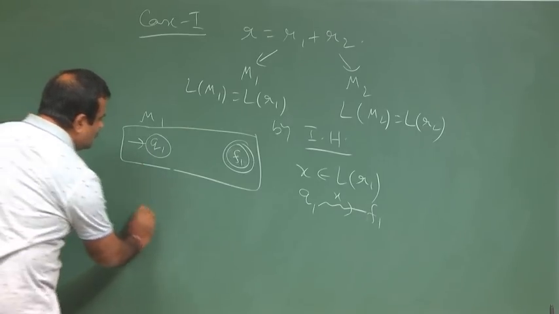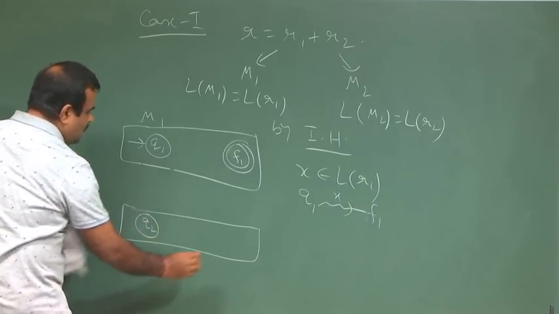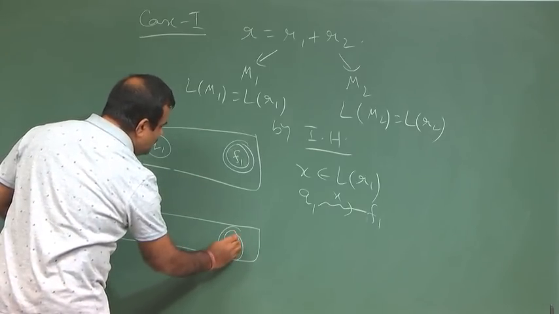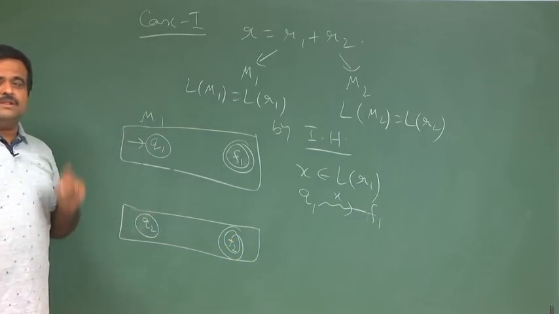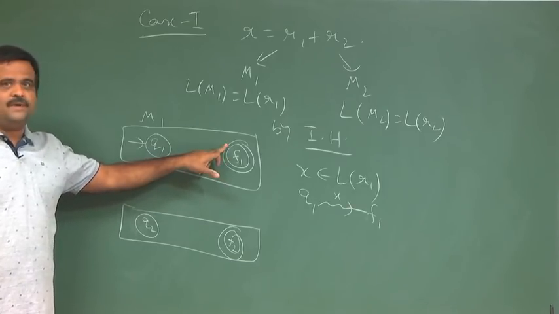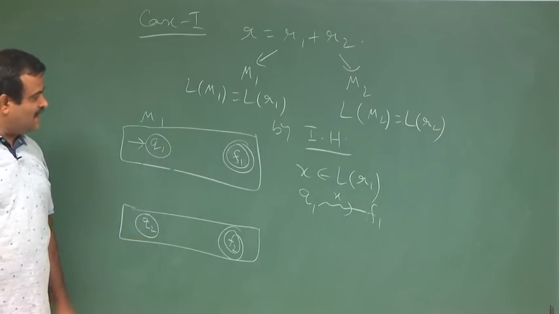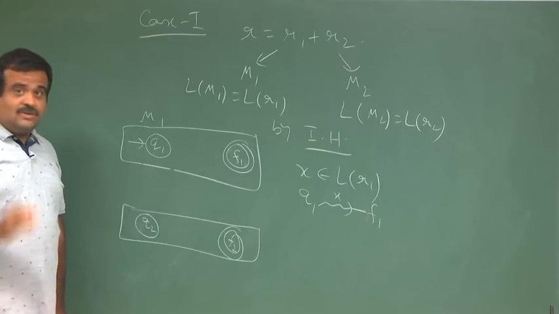Now, correspondingly, similarly we have M2. For M2 we take q2 and then we have a final state f2. Here we are assuming only one final state for each of these, and there is no move from this final state to any other state. That assumption is there in the theorem.